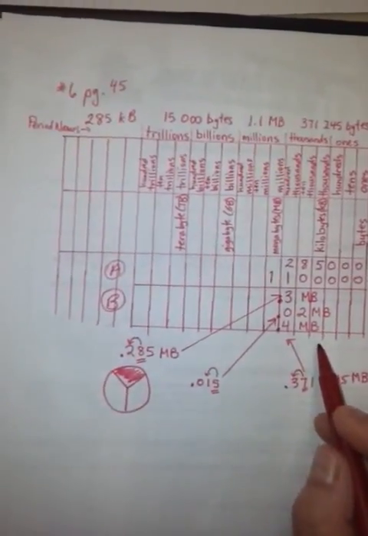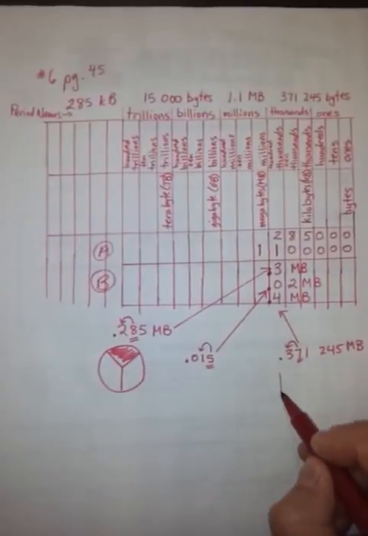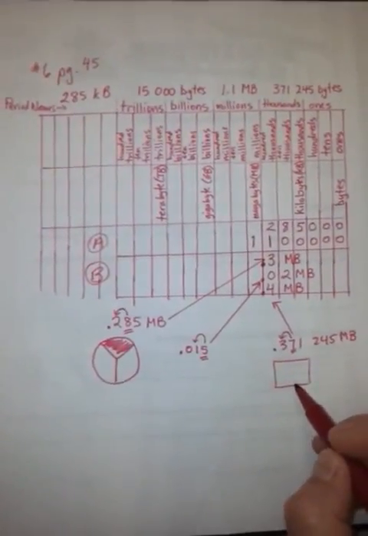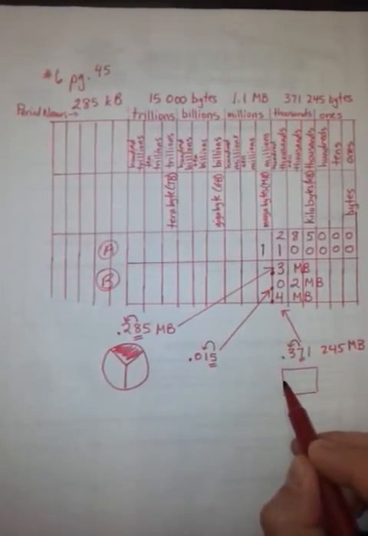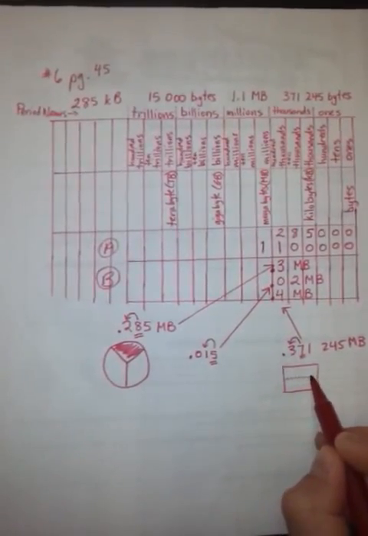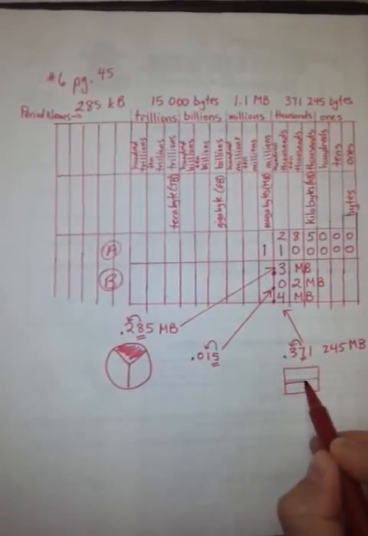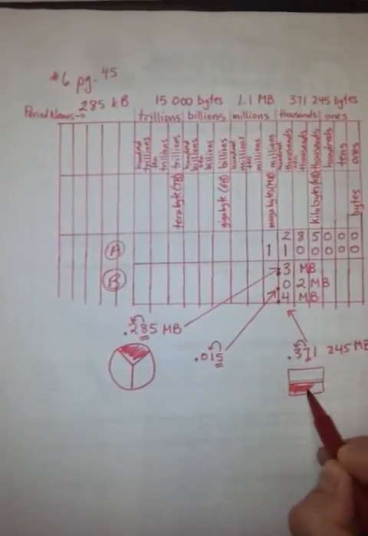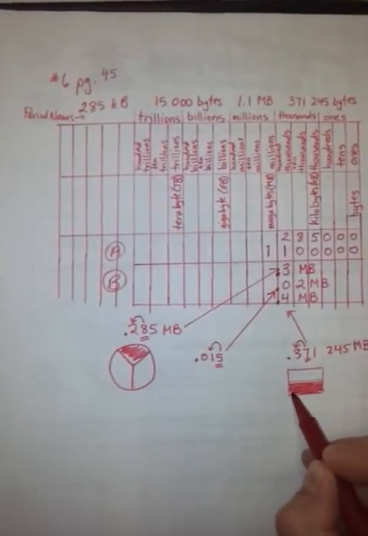And 0.4 is almost half, but not quite. So if you wanted to show it in a picture, if this represented a whole, 0.4 could be almost a half. So let's say that this was our half line. 0.4 could be maybe this much, just a rough estimate. It doesn't have to be precise, and you can show it as a picture too.